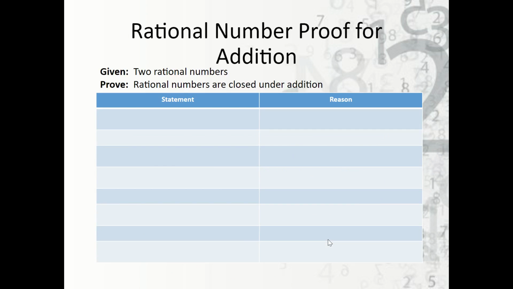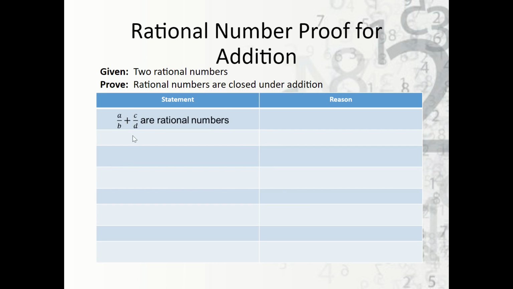So we're going to actually do this proof now. We're given two rational numbers, and we're expected to prove that rational numbers are closed under addition. So this should always be how it starts. A over B plus C over D are rational numbers. It should always start that way.